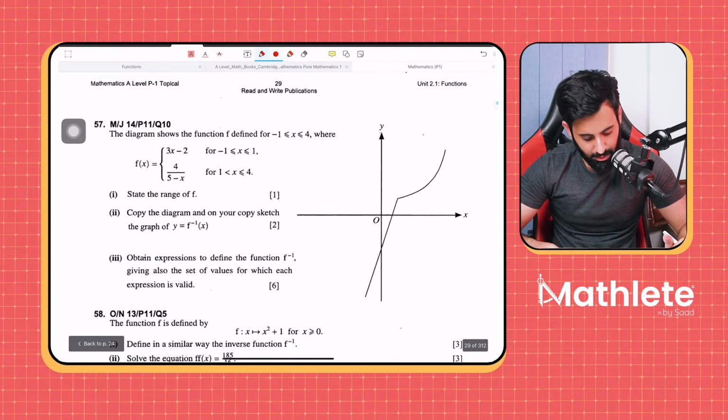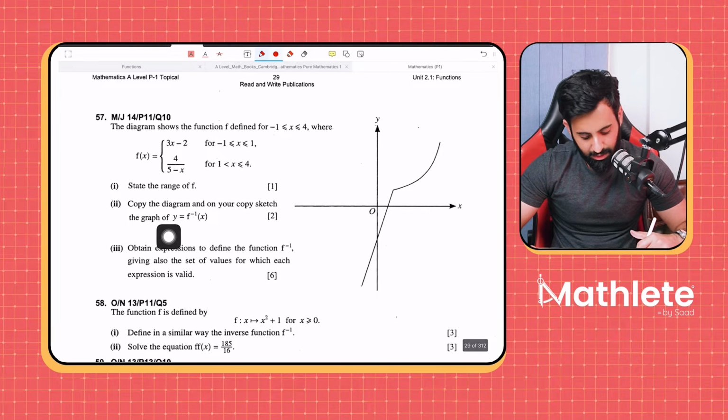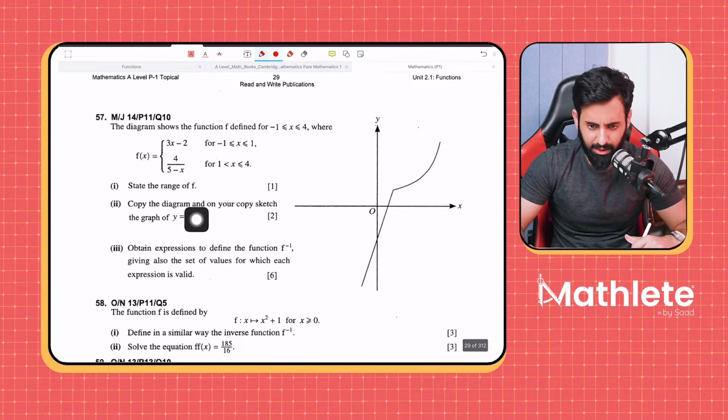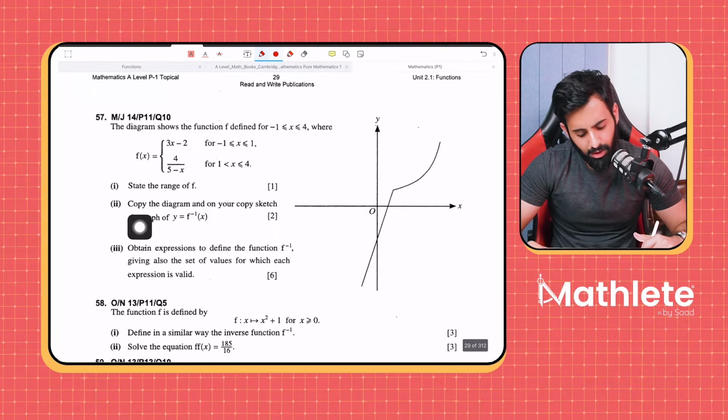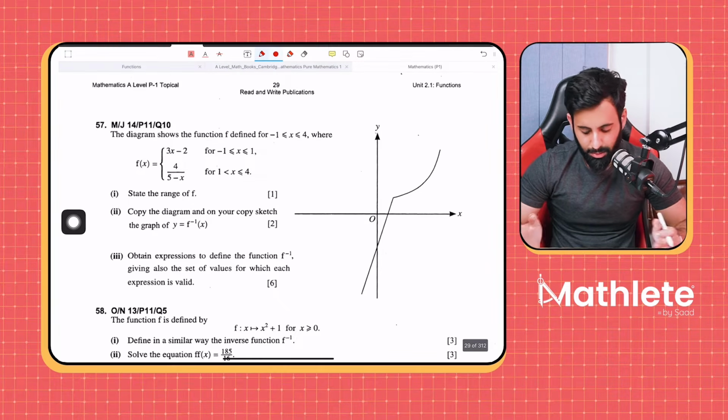Like for example over here: copy the diagram on your copy, and sketch the graph of y equals f inverse of x. Now you don't have questions like these anymore. From now on, from 2018 onwards, I think, you don't have to copy the diagram anywhere. You have to solve it on the diagram itself.